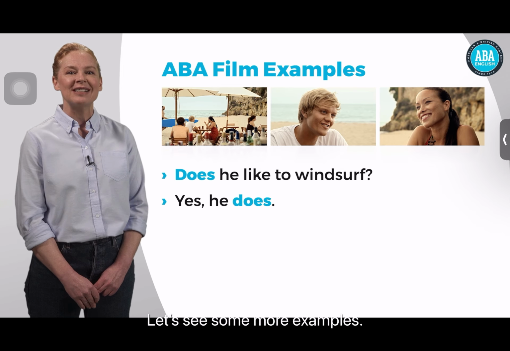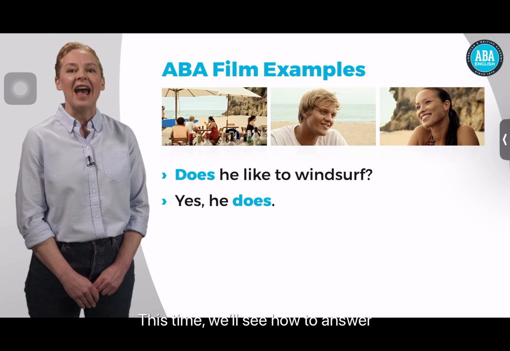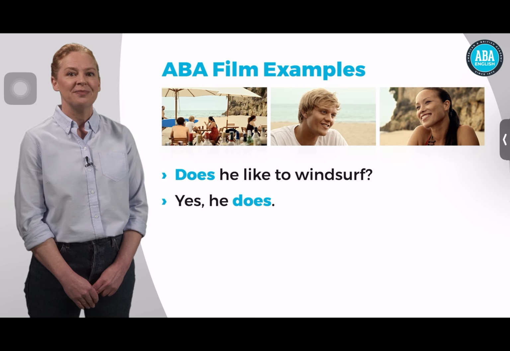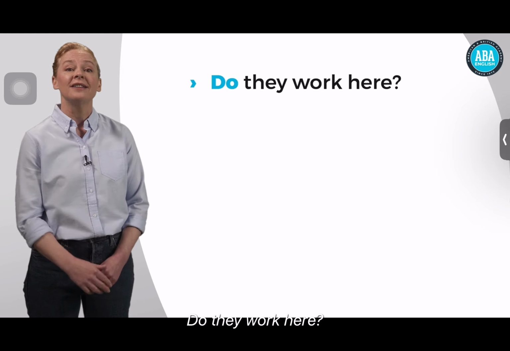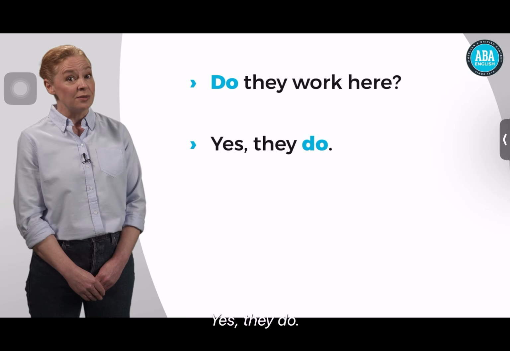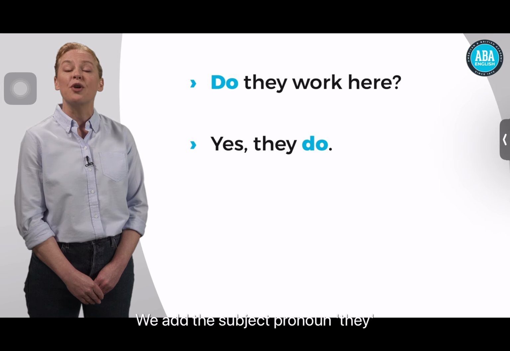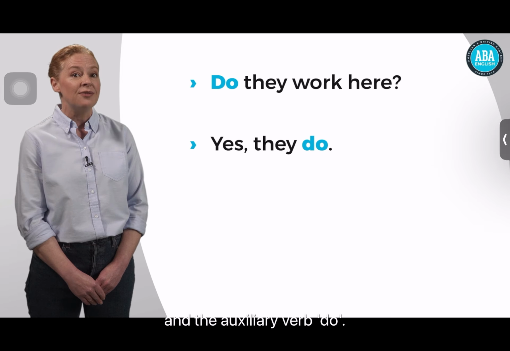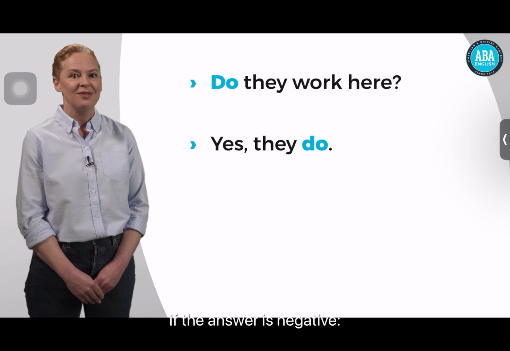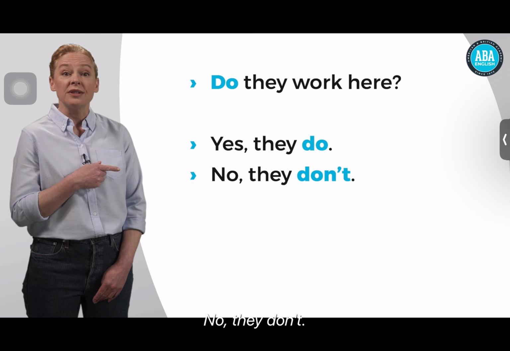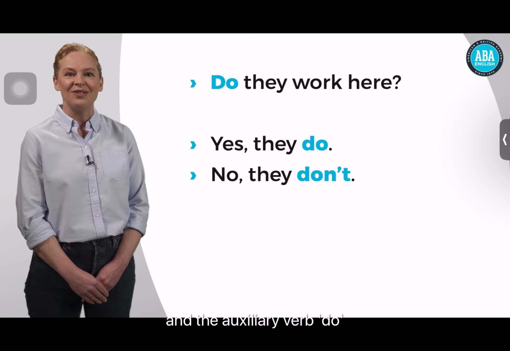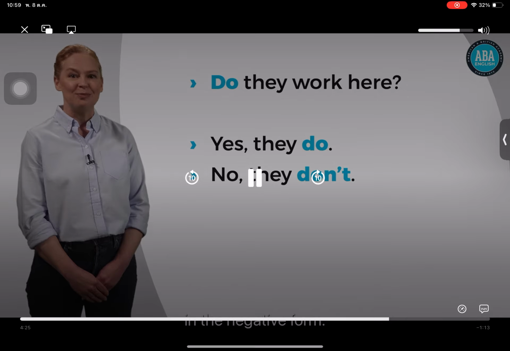Let's see some more examples. This time, we'll see how to answer in the affirmative and the negative forms. Do they work here? If the answer is affirmative, we would say, yes, they do. We add the subject pronoun they and the auxiliary verb do. Let's see what happens if the answer is negative. No, they don't. In this case, we add the subject pronoun and the auxiliary verb do in the negative form.